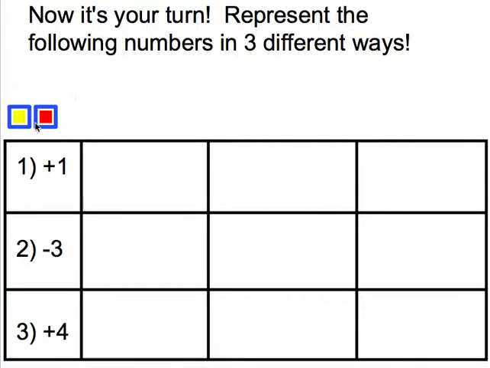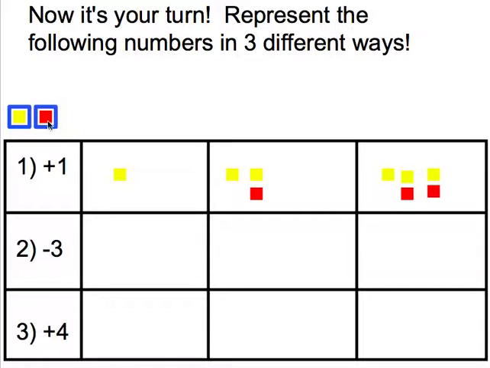Okay, let's take it up. So positive 1, I could just have the positive 1 over here. But I could also add 1 zero pair. And positive 1 over here, as long as I've added 2 zero pairs, that would work. Does that make sense? Hopefully it does.